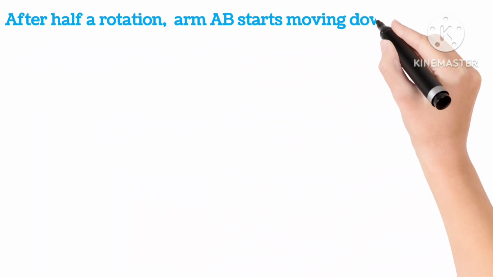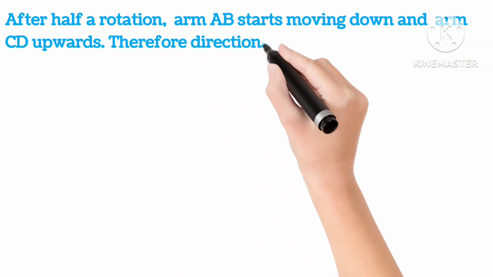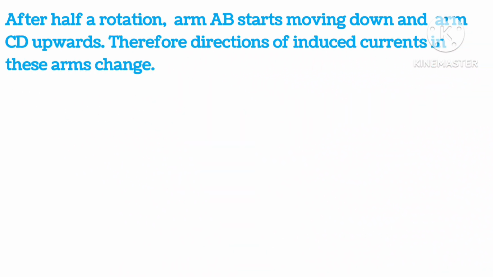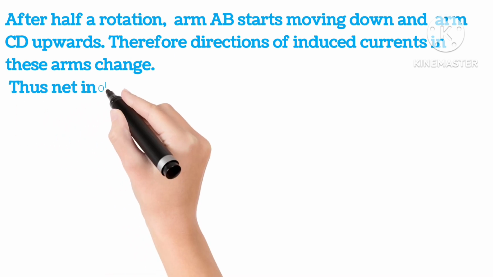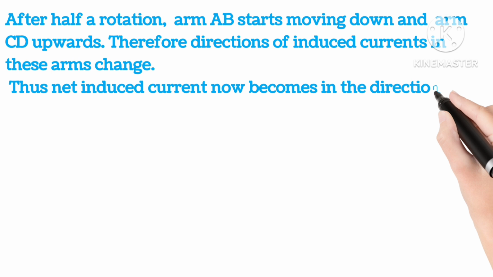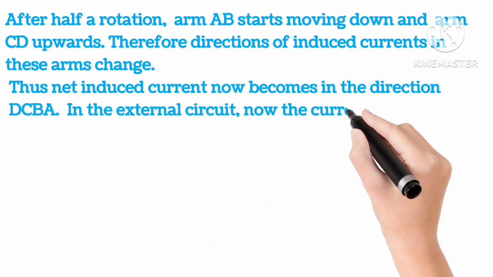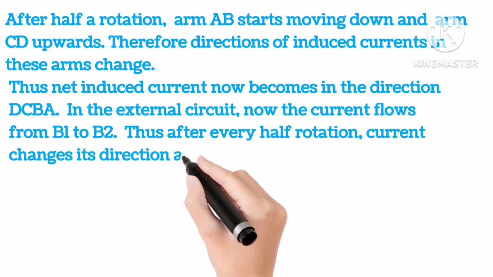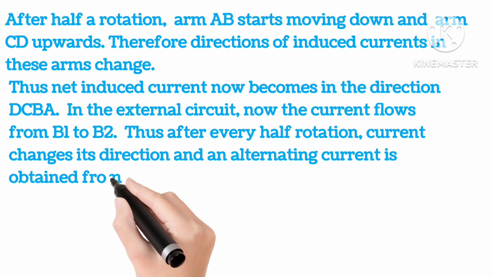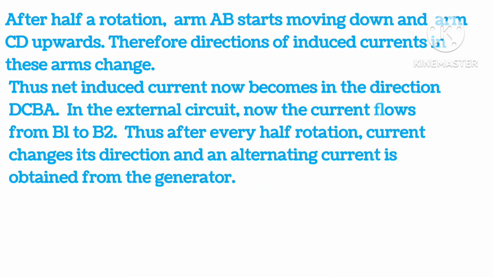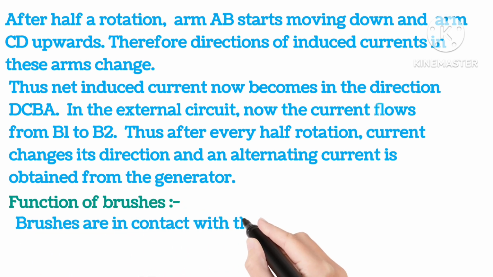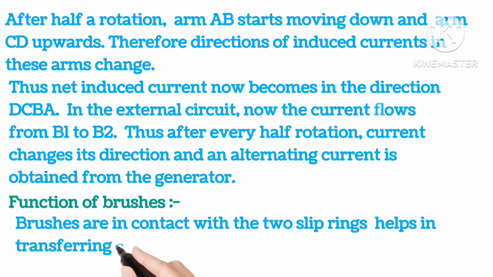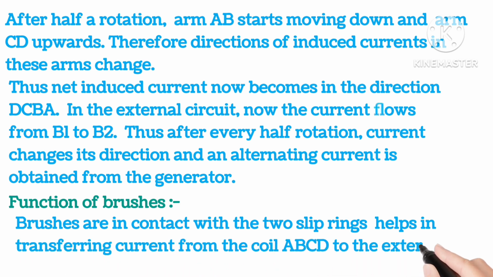After half a rotation, the arm AB starts moving down and the arm CD upwards. Therefore, the direction of induced current in the arms changes. Thus, the net induced current now becomes in the direction DCBA. In the external circuit, now the current flows from B1 to B2. Thus, after every half rotation, the current changes its direction and alternating current is obtained from the generator. Function of brushes: brushes are in contact with the two slip rings that help in transferring current from coil ABCD to the external circuit.